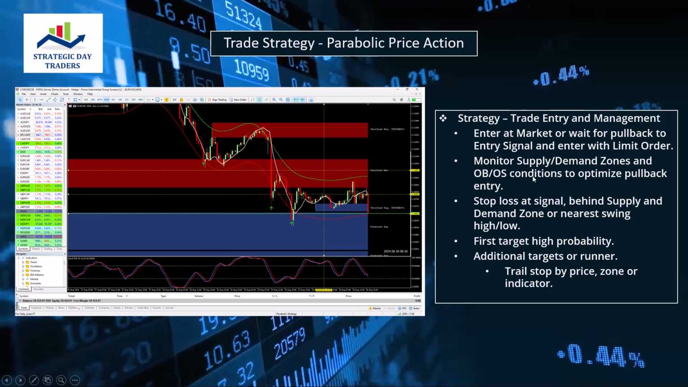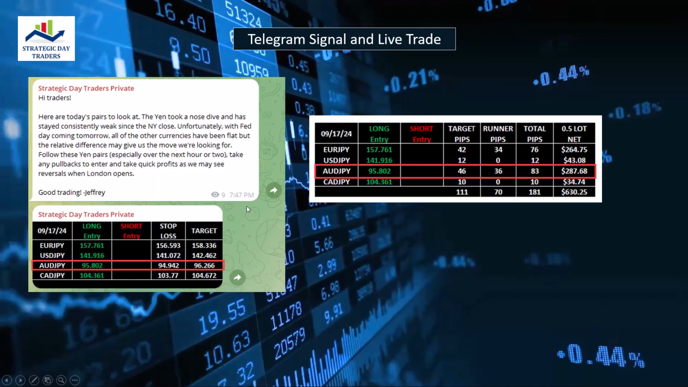And my entries are usually pullback entries for maximum profits. So again, once I've got my bias, for example, in this case, a short, I'm looking for a pullback when the market conditions already predict that we might get a reversal right around this area, and we have an outside bar and a quick move down, and then grab some quick profits.